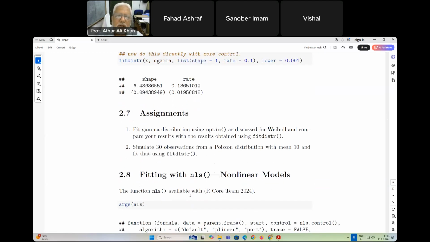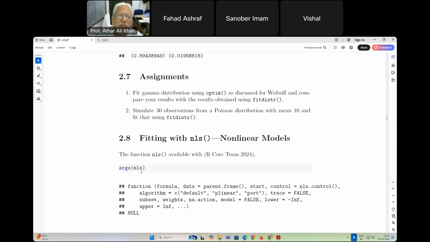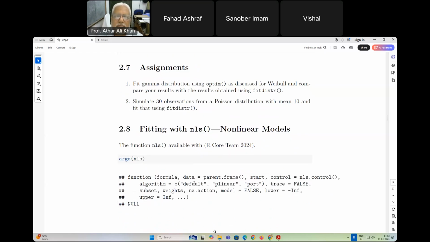Assignment: fitting nonlinear models with nls. The function nls is available with the R core team, that is, it is a part of the base distribution. Its arguments are formula, data, and actually start, then algorithm, default, plinear, port.